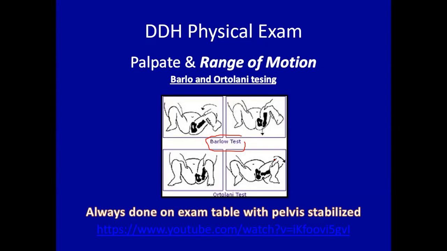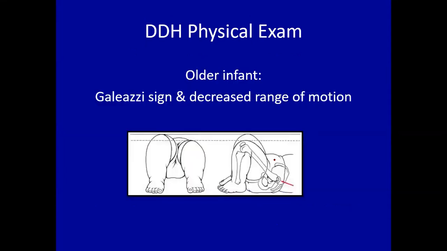So you're abducting the hip, or externally rotating the hip, and putting an anterior pressure, and that's causing the hip to relocate. So Barlow's the bad guy, he puts the hip out. Ortolani's the nice guy, puts it back in.